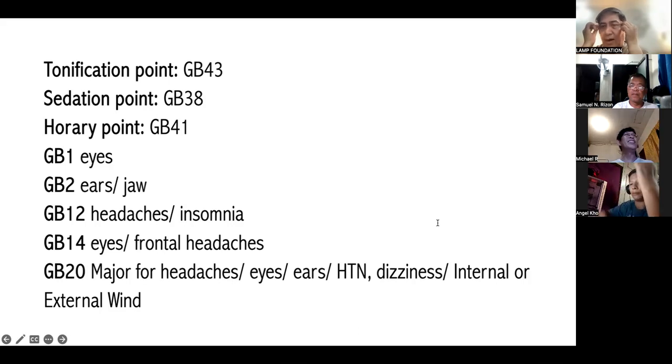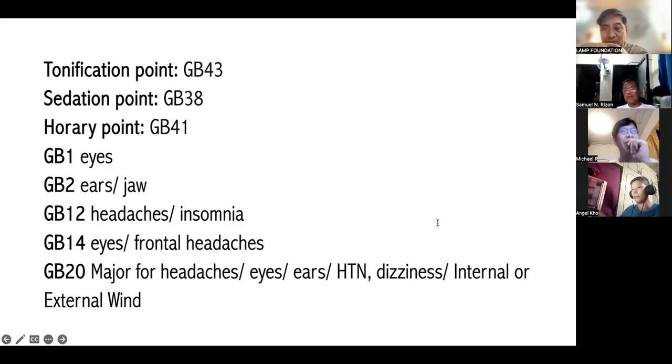It's very good for the eyes. Yung mga sumasakit yung ulo dahil may problema sa mata. Dito somewhere. GB1. Okay, GB2. Na-mention natin kanina yan for the ears. When you talk about the ears, the most local point, sino po yung dalawa pang kasama ni GB2?